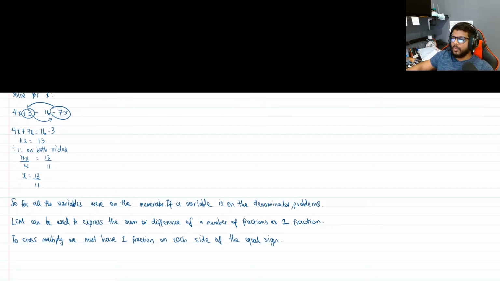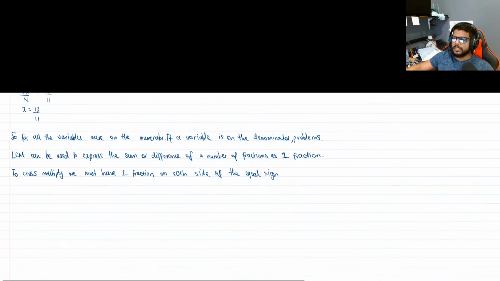Extremely important. We must have one fraction on each side of the equal sign. Now, how are we going to use this in solving equations where the variables are not on the numerator? These two things here we are going to combine, right? So let me have an example here.